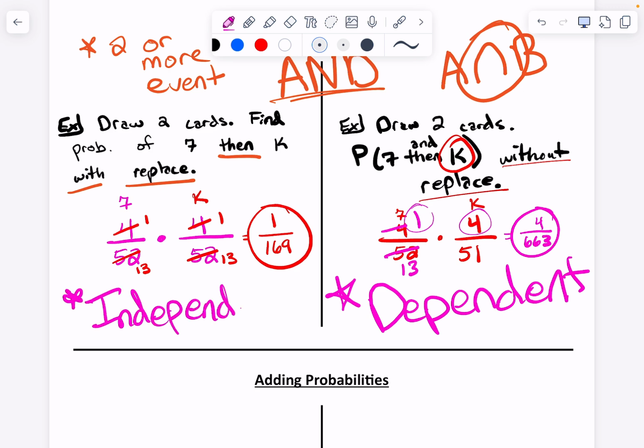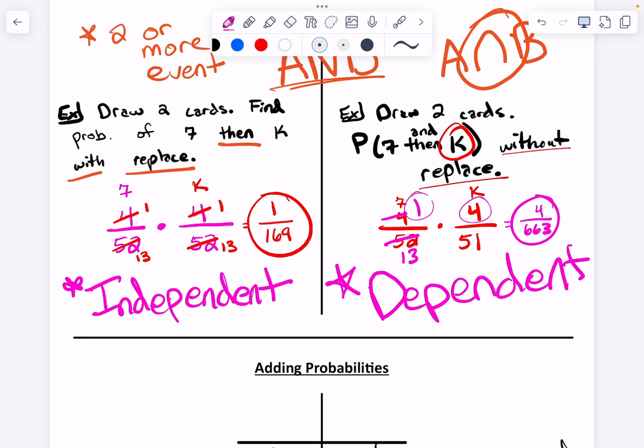Okay? Independent versus dependent. That's the categorization between the two, right? We're still multiplying, but independent versus dependent. Got it? And now let's add. We only have one more thing left. Just the adding part.